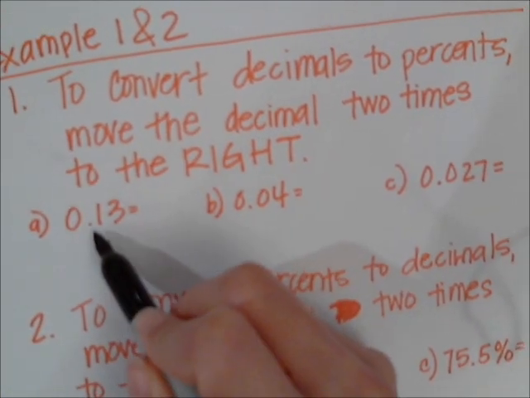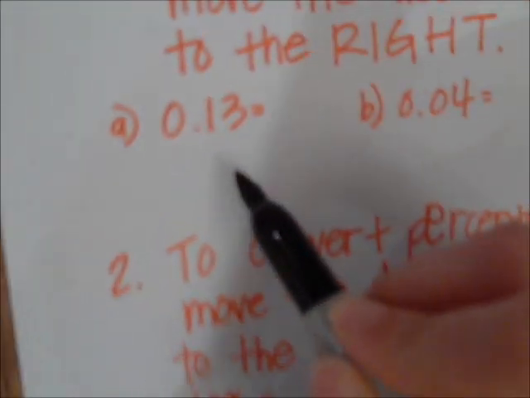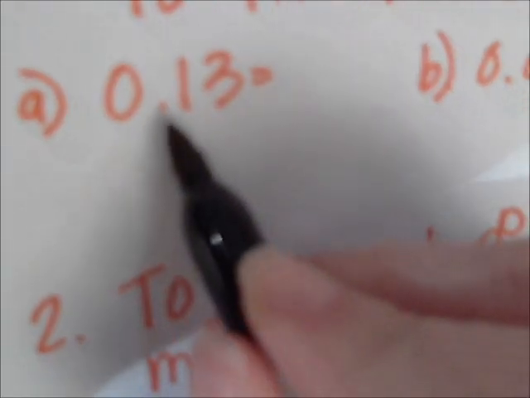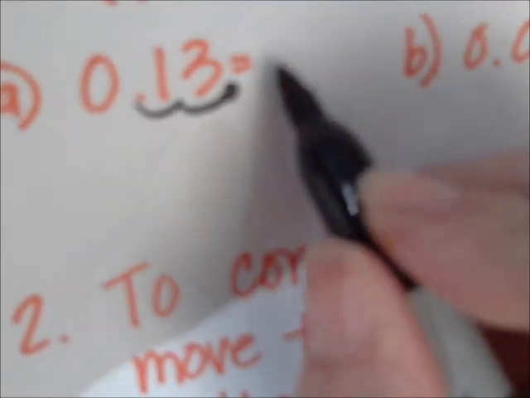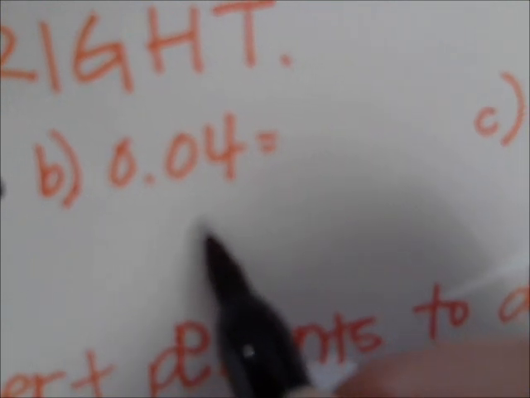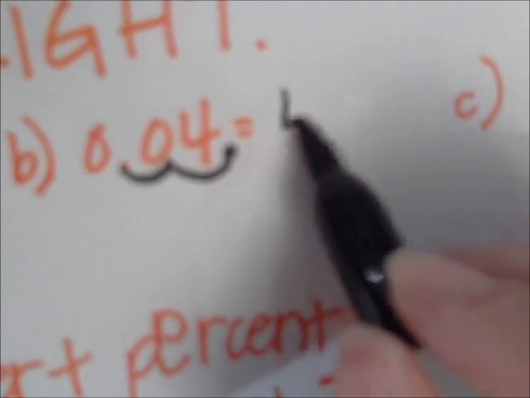If I'm given 13 hundredths, I can simply move that decimal, 1, 2. The decimal gets moved and I get 13%, and then I have my answer. In the next problem, I have 4 hundredths. Once again, I just move it over 1, 2 times, and I get 4%.